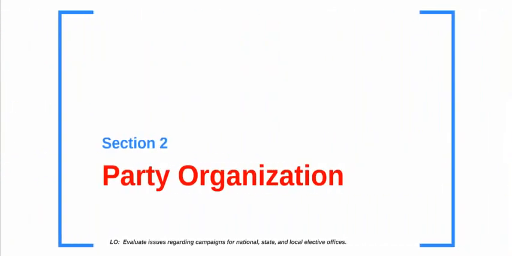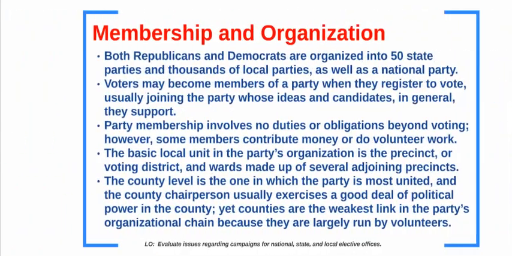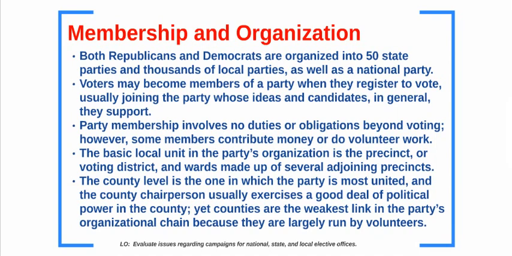Section 2, Party Organization. Both Republicans and Democrats are organized into 50 state parties and thousands of local parties, as well as a national party. Voters may become members of a party when they register to vote, usually joining the party whose ideas and candidates in general they support. Party membership involves no duties or obligations beyond voting. However, some members contribute money or do volunteer work.